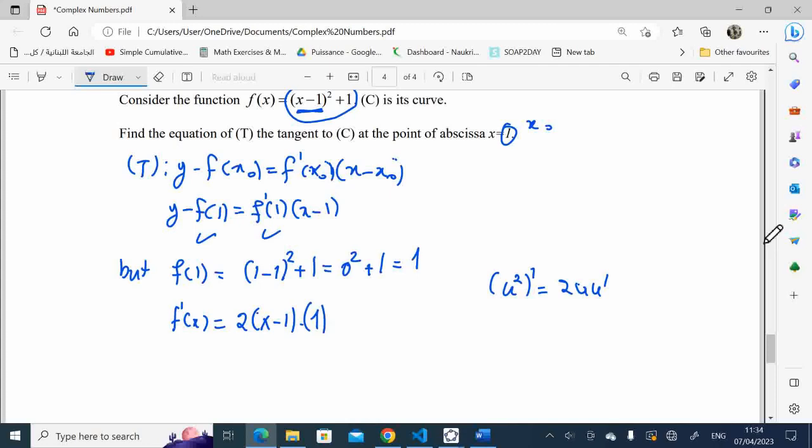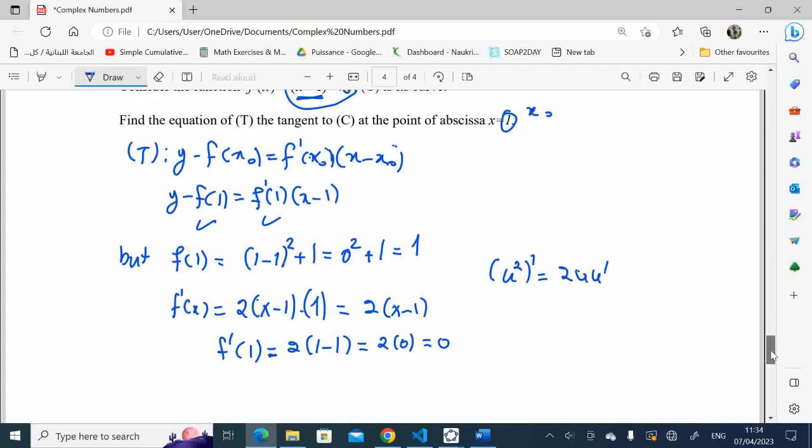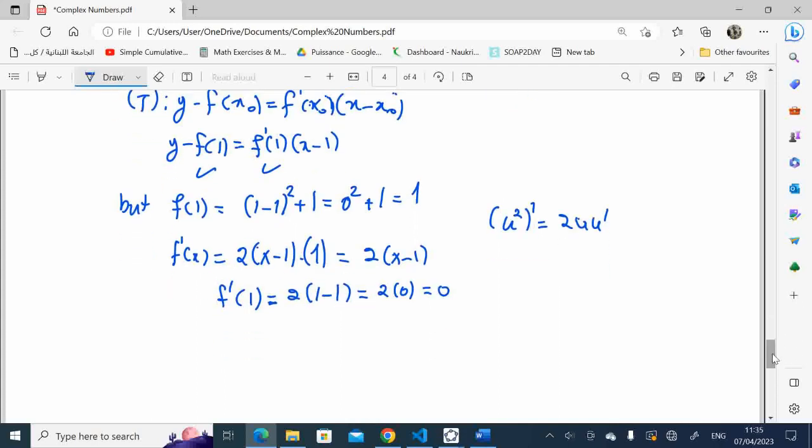The derivative of this one here is 0 because it is a constant. So f prime of x will be 2 times (x minus 1). What will be f prime of 1? F prime of 1 is equal to 2 times (1 minus 1), which is 2 times 0, which is 0. Hence, the slope of the tangent at 1 is 0, which means my tangent is a horizontal line.